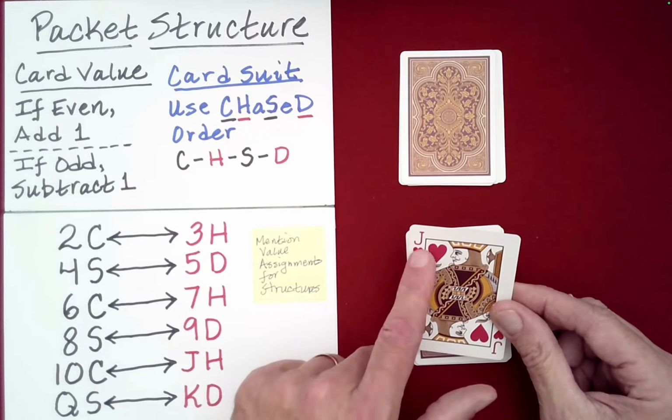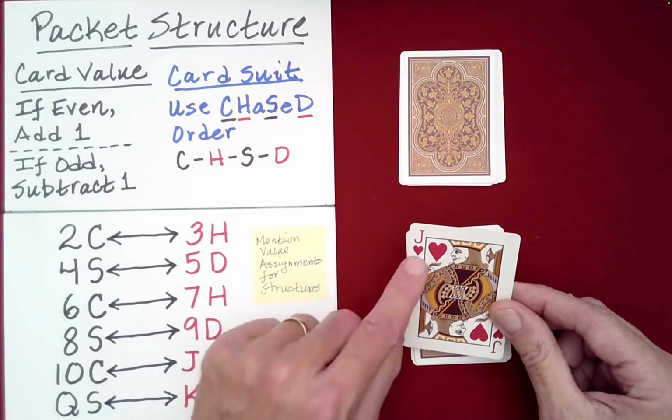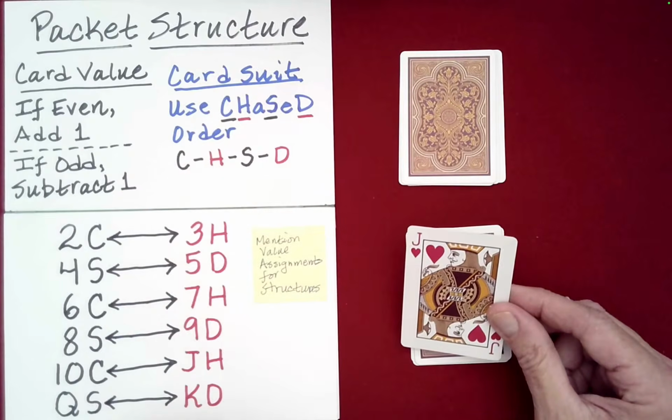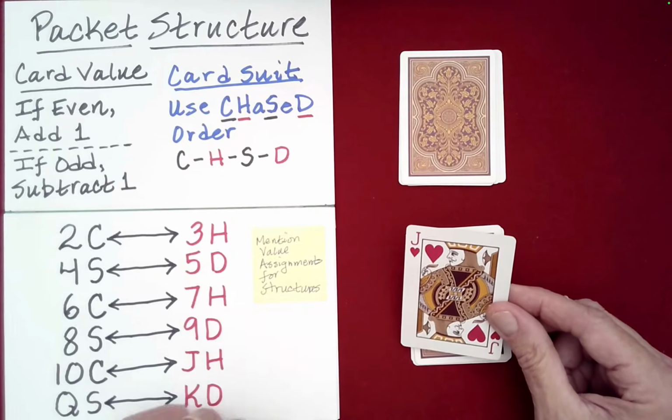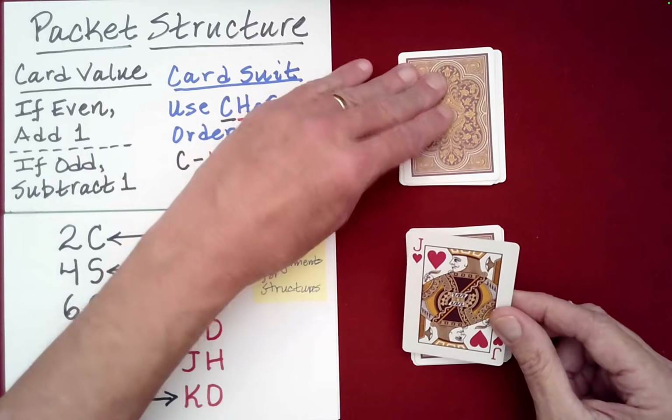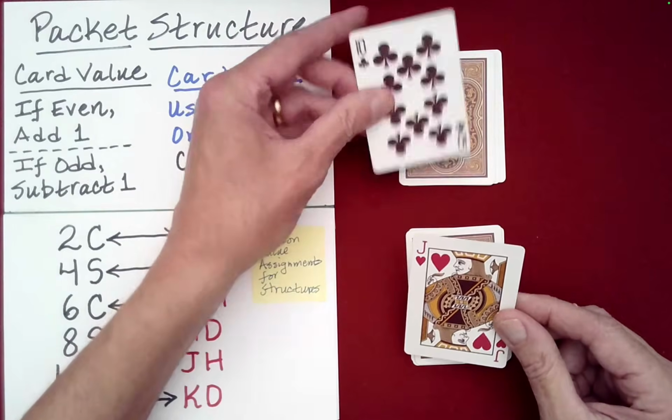So I would subtract 1 from that to get the 10. So I know their top card is the 10, and then it's the suit that's before hearts in CHaSeD order, and that of course would be the clubs. So this would have to be the 10 of clubs, and it is.